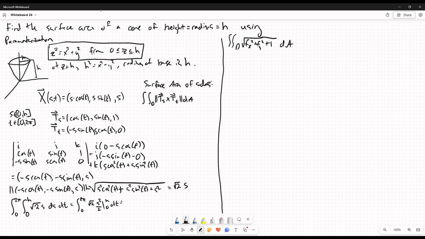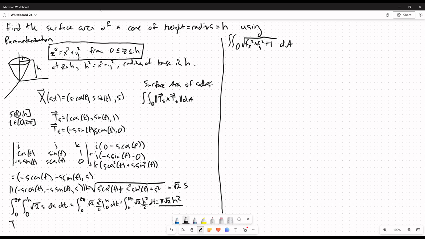which equals the integral from 0 to 2 pi of square root of 2 h squared over 2 dt. And since that's just a constant, I'm going to end up getting pi square root of 2 h squared as the surface area of the sides of my cone.